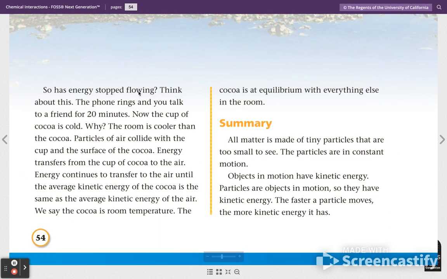So, has energy stopped flowing? Think about this. The phone rings and you talk to a friend for 20 minutes. Now, the cup of cocoa is cold. Why? The room is cooler than the cocoa. Particles of air collide with the cup and the surface of the cocoa. Energy transfers from the cup of cocoa to the air. Energy continues to transfer to the air until the average kinetic energy of the cocoa is the same as the average kinetic energy of the air. We say the cocoa is room temperature. The cocoa is at equilibrium with everything else in the room.